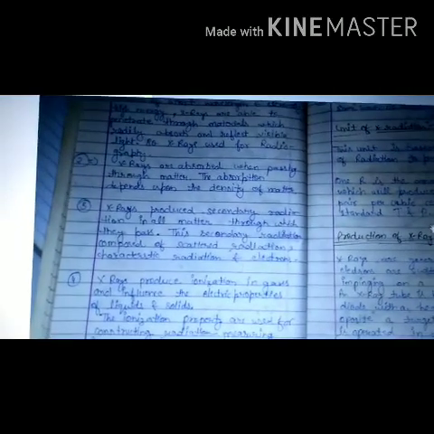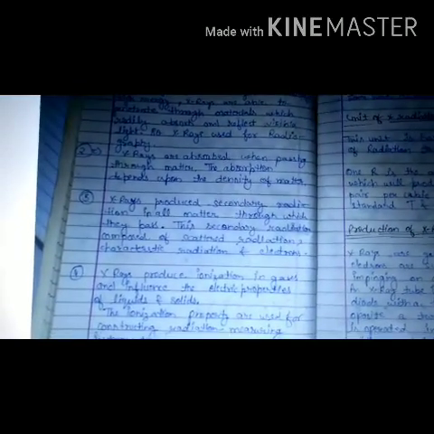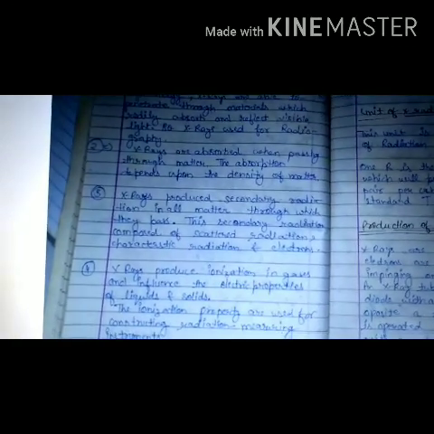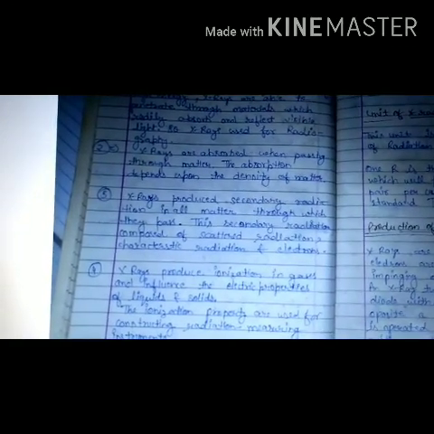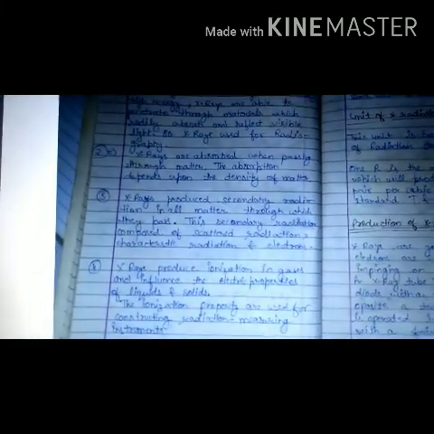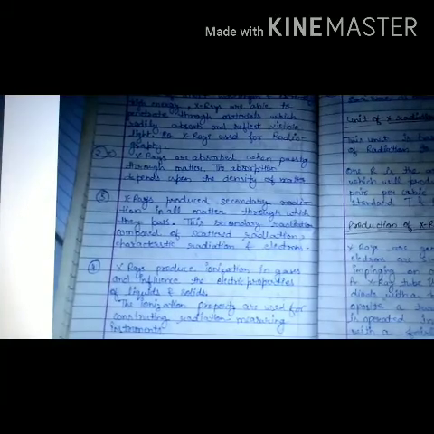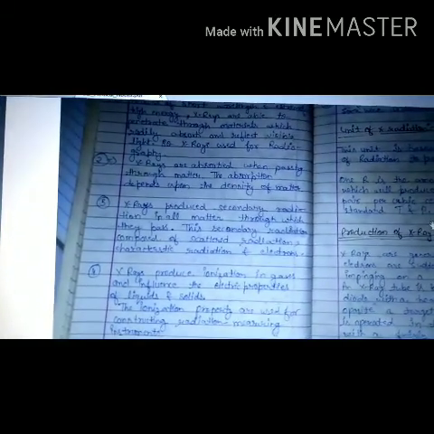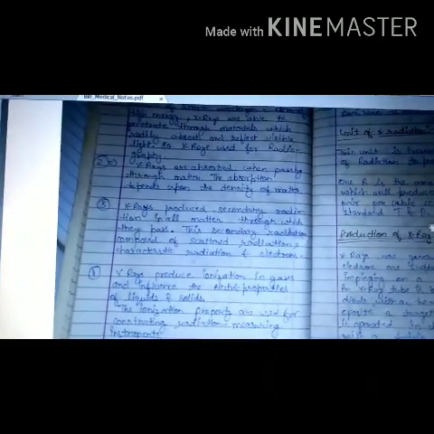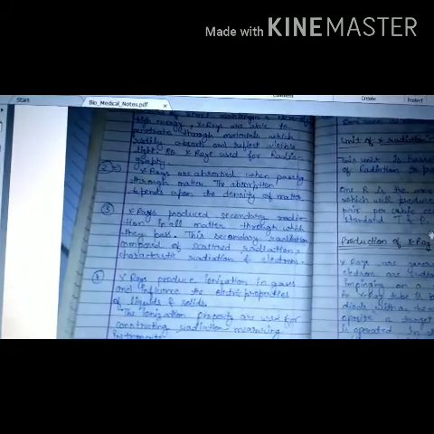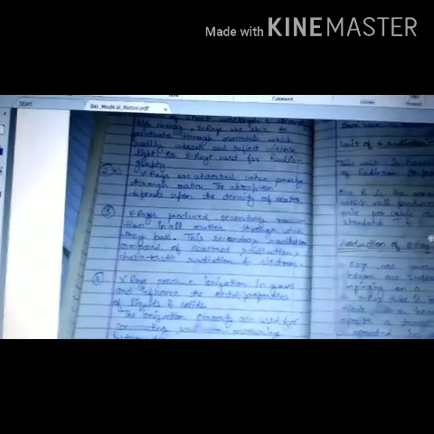Then, X-rays produce secondary radiation in all matter through which they pass. Okay, this secondary radiation is composed of scattered radiation, characteristic radiation and electrons. So if X-ray is passing through a material, it will produce secondary radiation. It means that they will be reflected and refracted, and especially because of the reflection of X-rays, secondary radiations are produced.